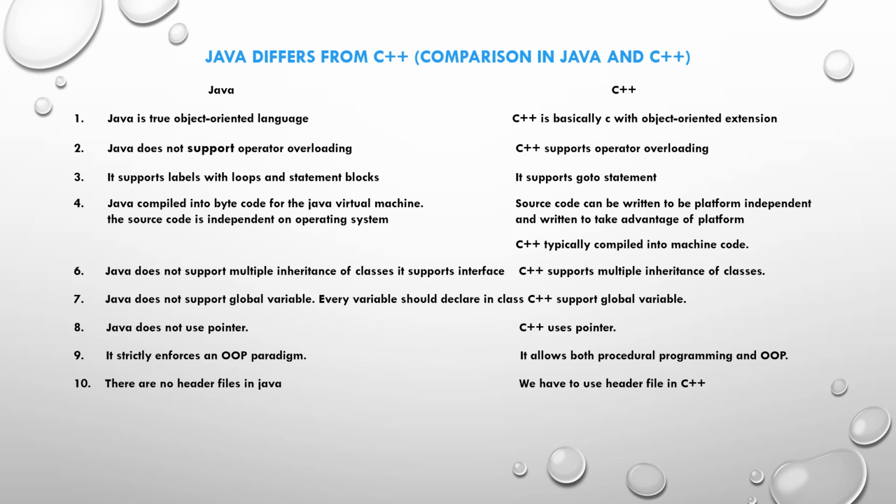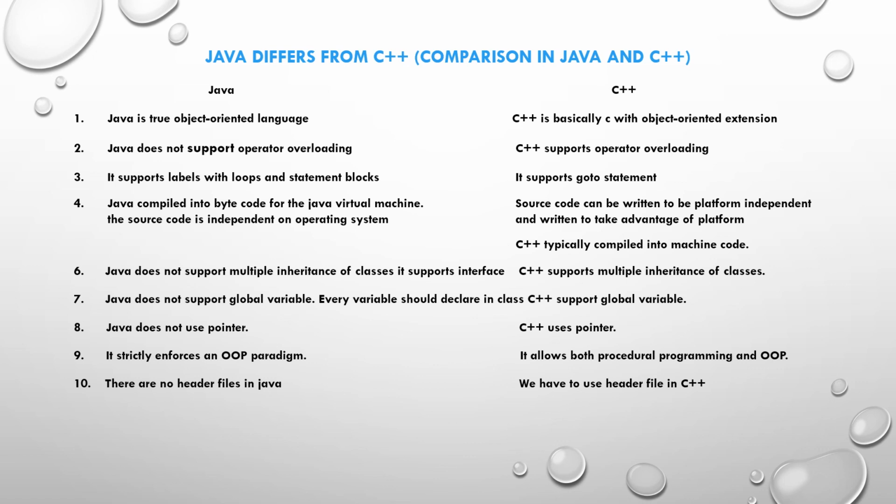Then eighth difference is that Java does not use pointers. But in the case of C++, it supports the C pointer concept. Pointer means a variable which stores the address of another variable. Once again, I'll repeat. A pointer is a variable which stores the address of another variable. So C++ uses the pointer concept.